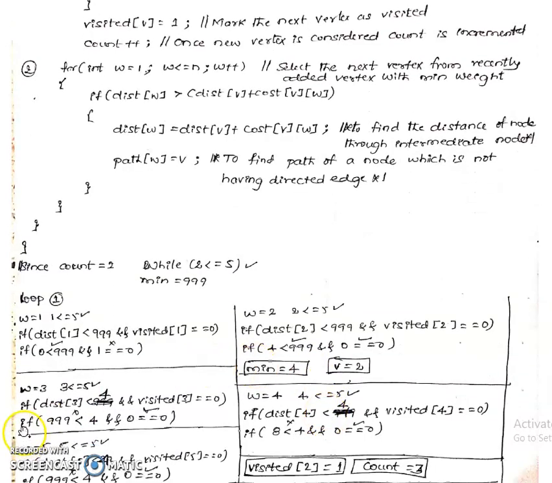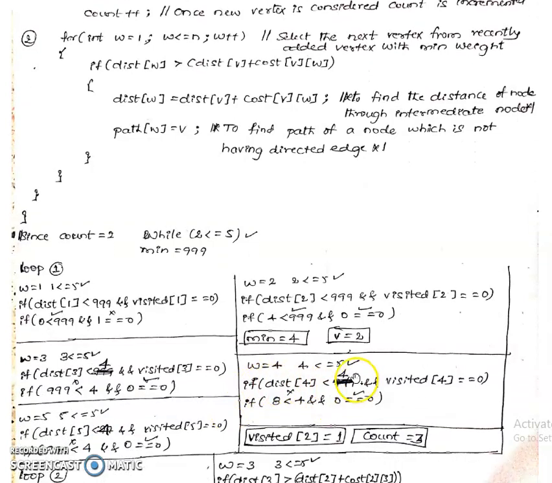Okay. So W is equal to 3. 3 less than or equal to 5. If distance of 3 less than 999? No, not 999. You should write the minimum updated value as 4. So distance of 3 is 999, less than 4, because vertex 3 cannot be visited from vertex 1 directly. 999 less than 4, condition is false, even though that vertex is not visited. Since you have logical AND here, if one condition fails, it is false.